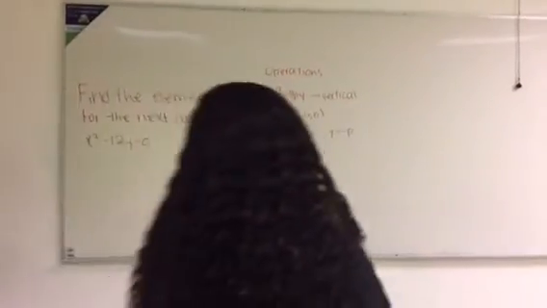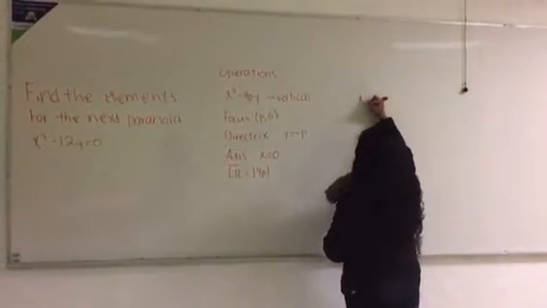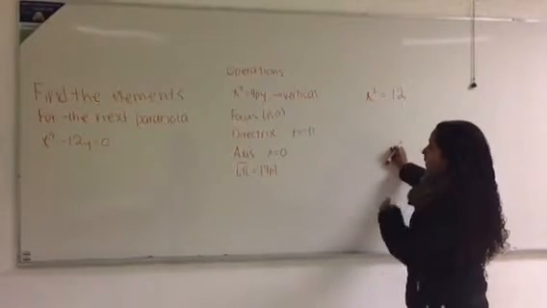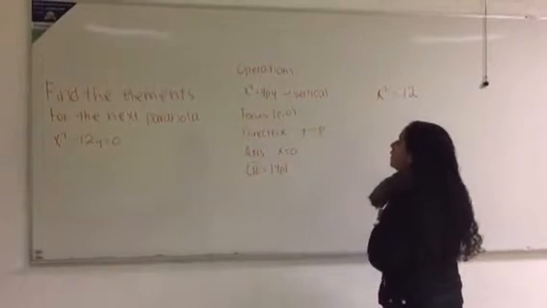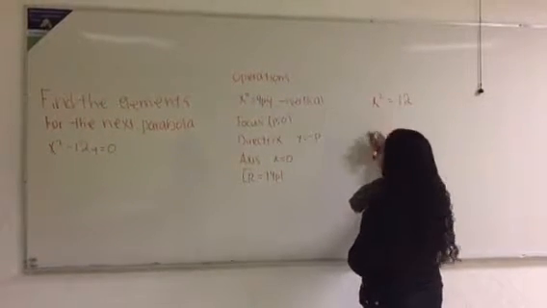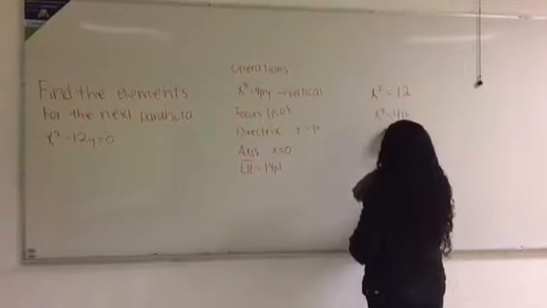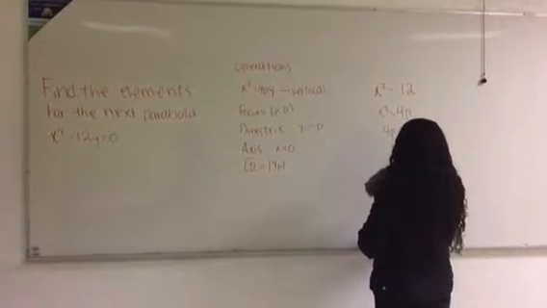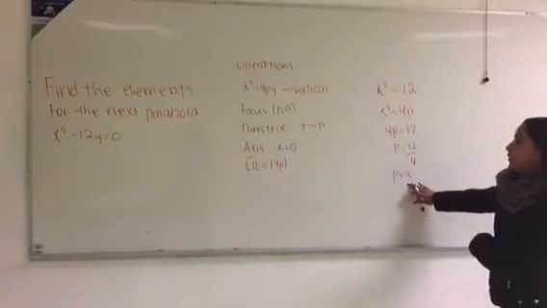Next problem is find the elements for the next parabola, x squared minus 12y equal to 0. So, first, we have to pass the 12 to the other side. So we have x squared equals 12y. So we know that it is a vertical parabola because the formula says x squared equals 4py. So we are going to clear p. So we have that p is equal to 3.